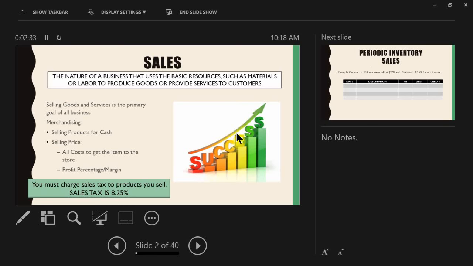And again, we are trying to sell the products for cash. Remember our conversion: we buy our items with cash, we do something to make sure that they are available to sell, then we sell that inventory, and once we sell the inventory, it becomes cash back to us. And of course, because we are going to be selling things, 100% we must charge sales tax.